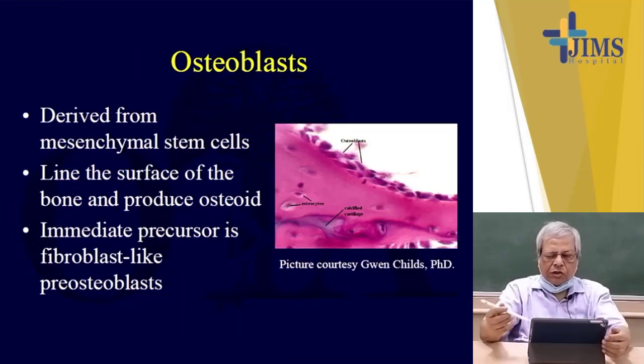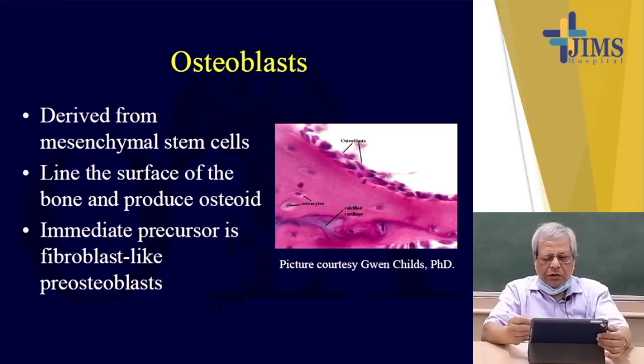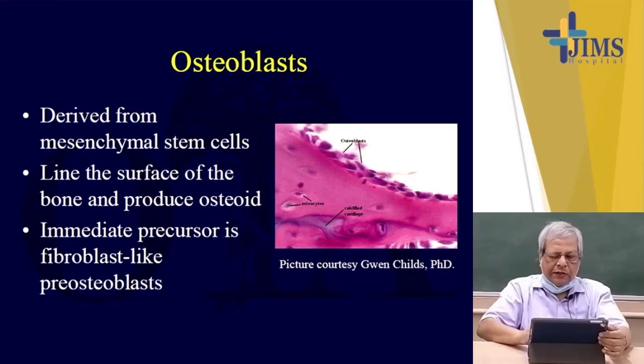These are the osteoblasts. Osteoblasts are derived from mesenchymal stem cells. They line the surface of the bone and produce osteoid. This pink area is osteoid. And osteoblasts, they lie on the surface. And as you see, osteocytes are resting cells. They are situated here.